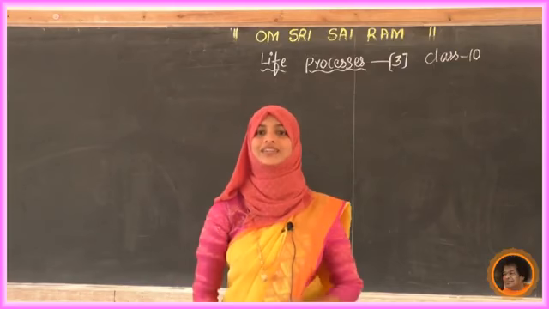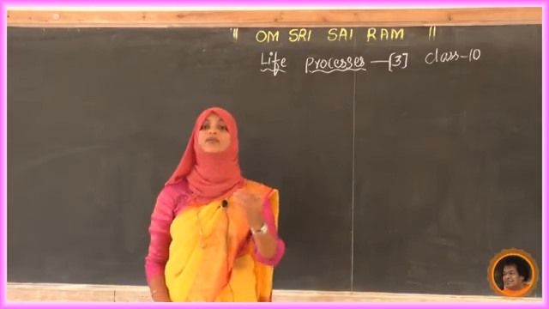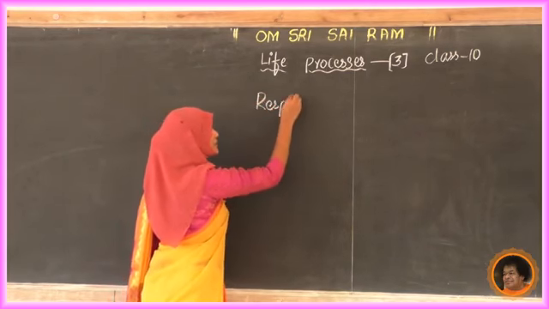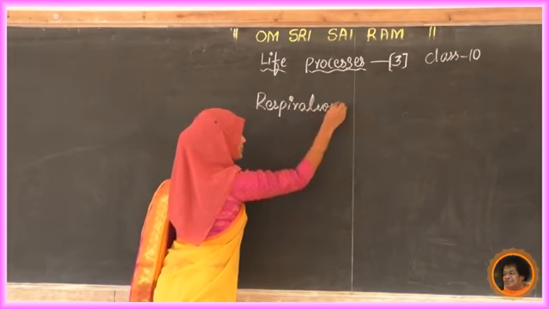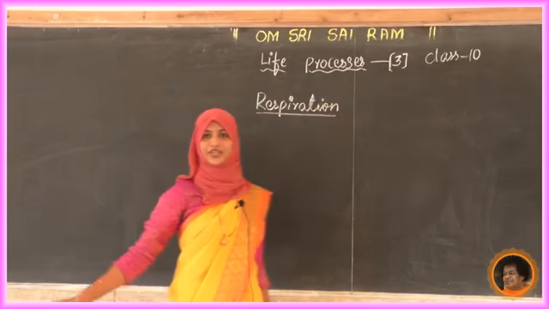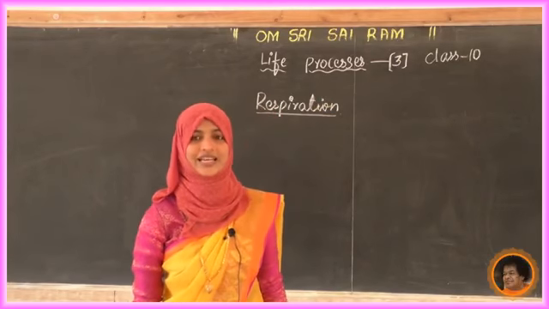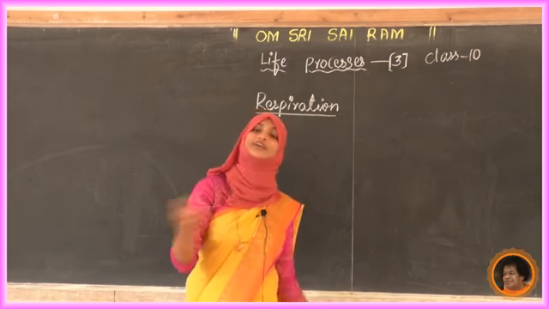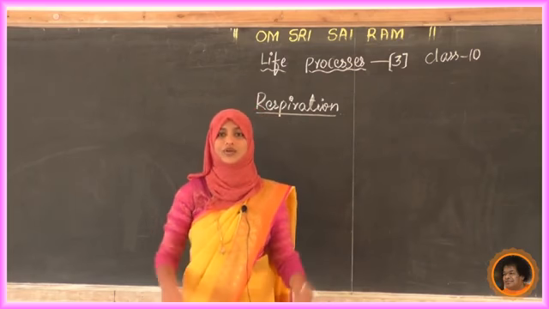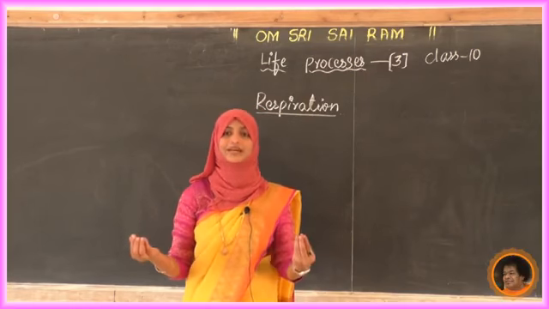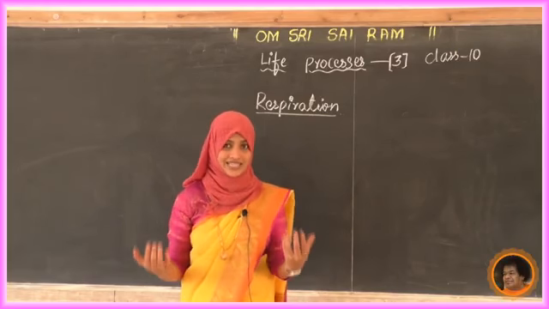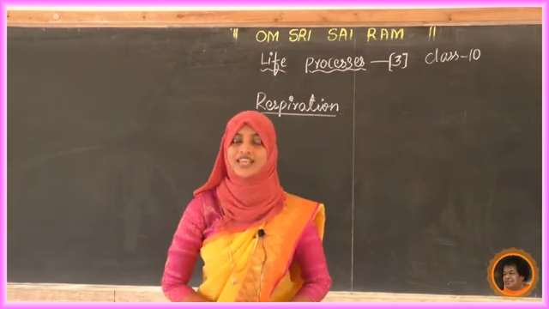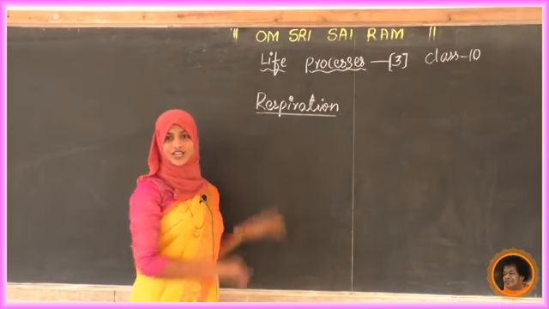In today's class we are going to study more about respiration. Write down the heading: respiration. You got the definition, right? Once again I will repeat. Glucose on reaching the cell reacts with oxygen. Oxygen is present in our cell, so glucose, a simple carbohydrate, reaches the cell and reacts with oxygen to liberate energy. That process is called respiration.